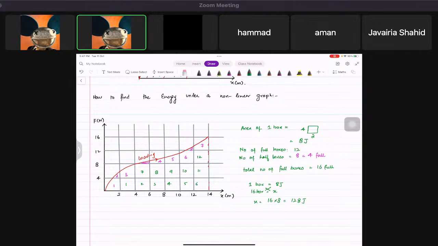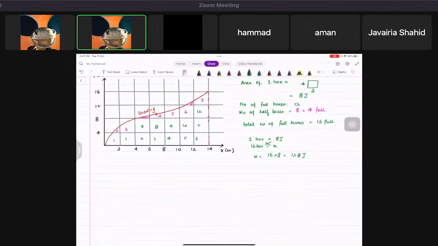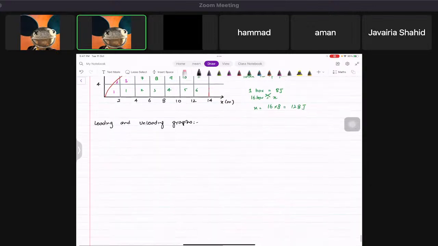Okay. Now, the last thing in this chapter that we're going to do is the loading and unloading graphs. And this is just to detect what is happening really. So there will be two types of graphs that will be given to you. And do not worry if you see them.